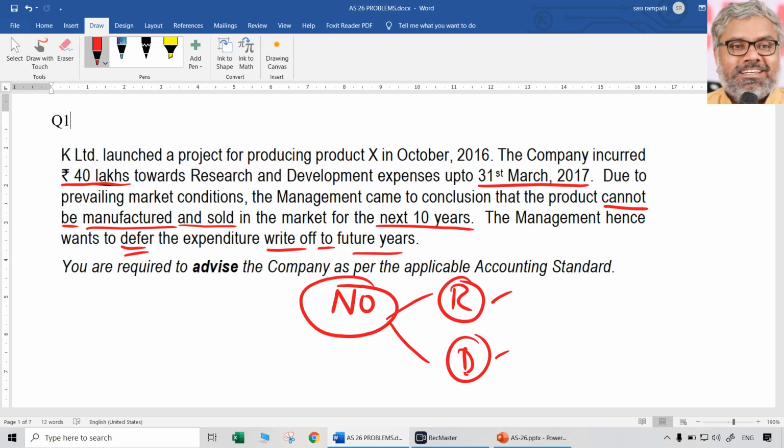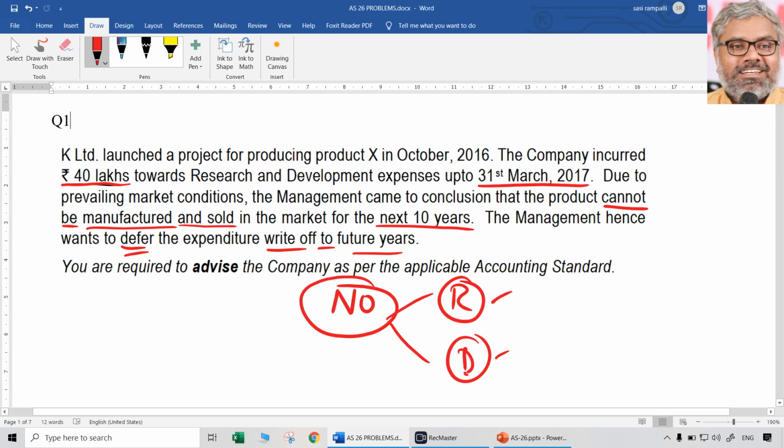And it is not met, and certain conditions have to be demonstrated by the organization, and the conditions are not demonstrated since the management already came to a conclusion that this product cannot be manufactured and sold in the market for the next 10 years. That means there is no external market for this product. That means no future economic benefits can flow into the organization. Even if they flow after 10 years, we don't know how much they will be. Those are not possible to be quantified now, which means this expenditure has to be charged off to the profit and loss account, but cannot be deferred over the period of future years.